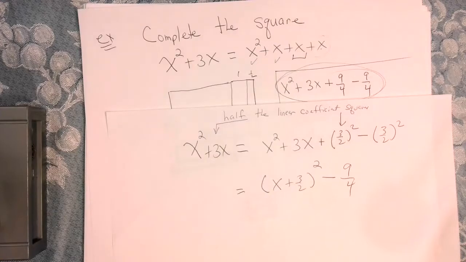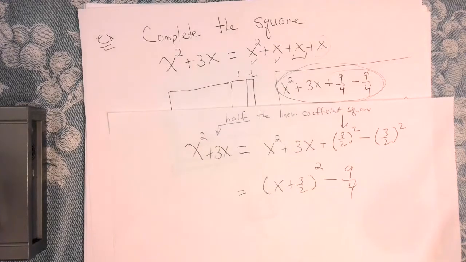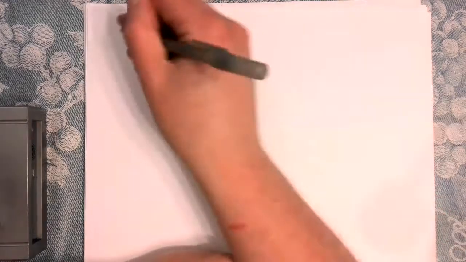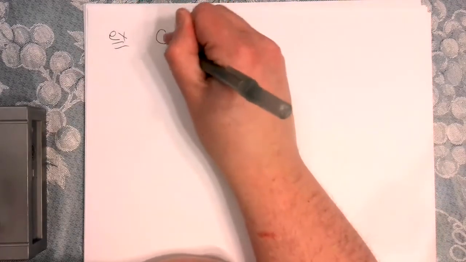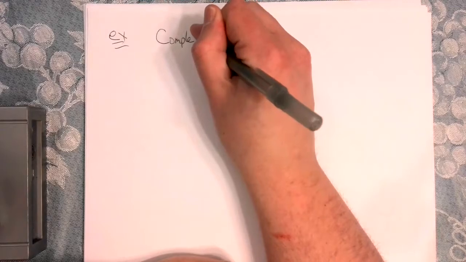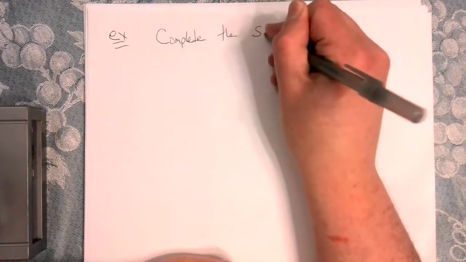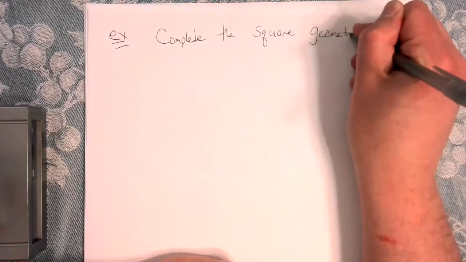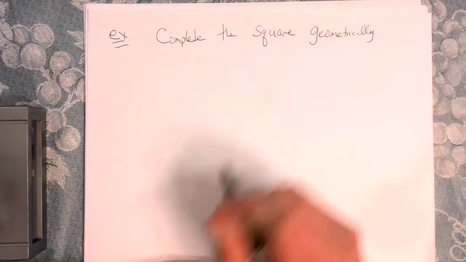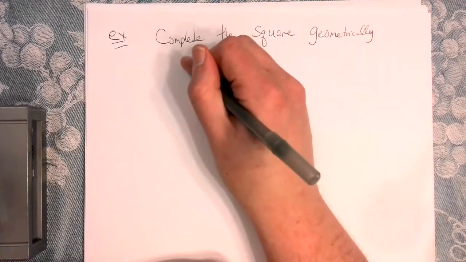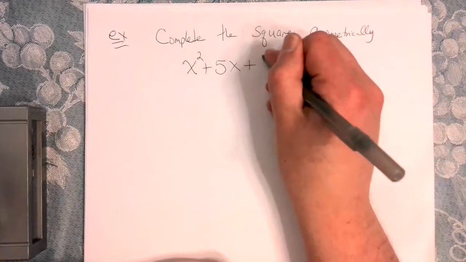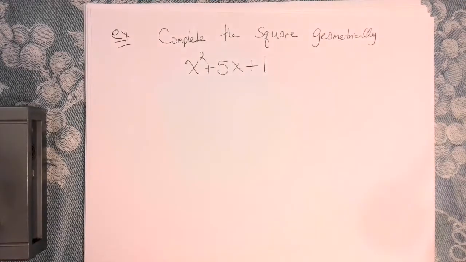Okay, so let's try one that's a bit tougher. So what happens if I've got maybe a constant term? Let's look at that situation here. So same thing. Let's, again, maybe complete the square geometrically. And then we'll check it algebraically. So let's say we've got maybe x squared plus 5x plus 1. So there's another twist, that plus 1.